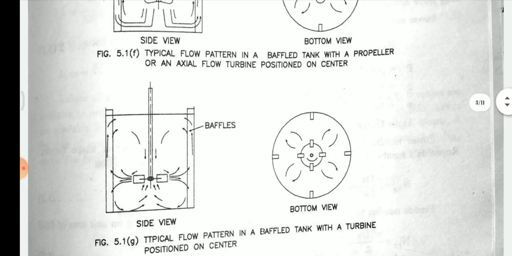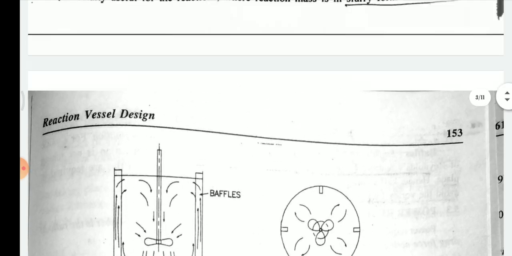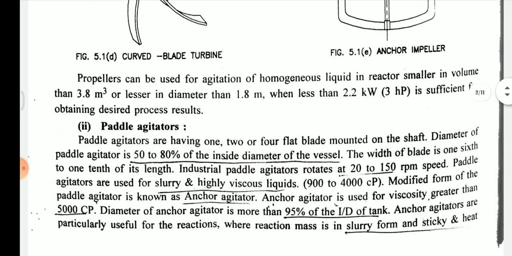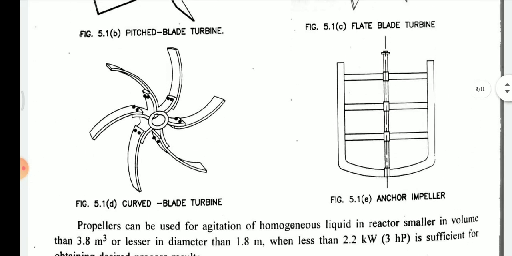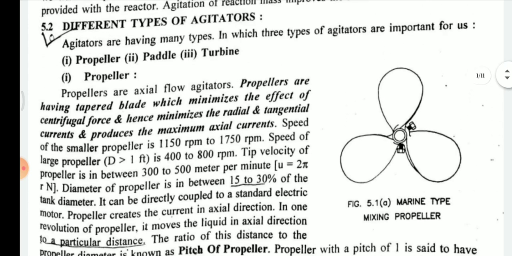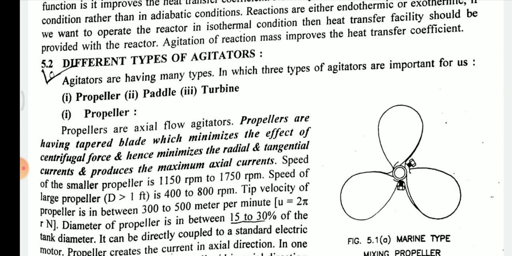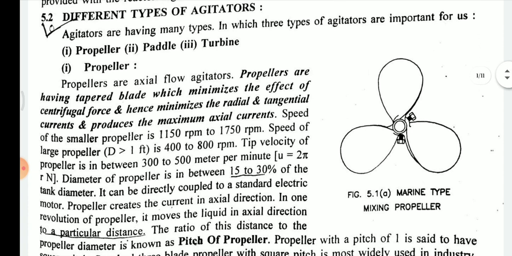In process equipment design, previously we were discussing the types of agitators. So let's recall it. First we discussed the types of agitator. There are three types: propellers, paddles, and turbine impellers. Each has a different role and a different construction in the agitators.